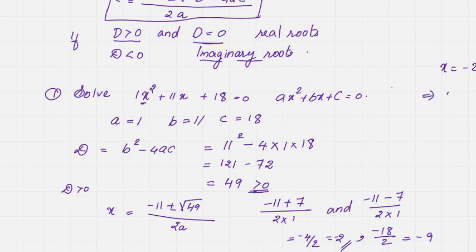That implies x plus 2 and x plus 9 are the factors. If you are writing in the factor form, we will have x plus 2 and x plus 9 as the factors, and the solution for this equation x square plus 11x plus 18 equal to 0 is x is equal to minus 2 or x is equal to minus 9. Let's see another example.